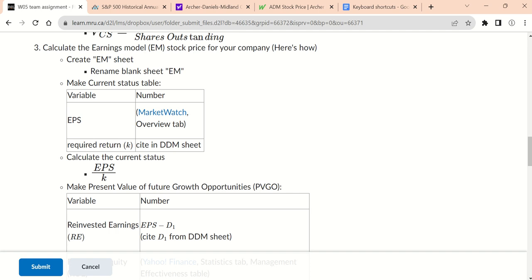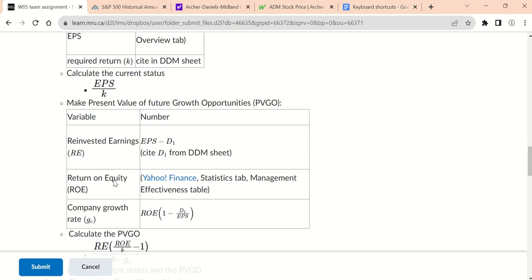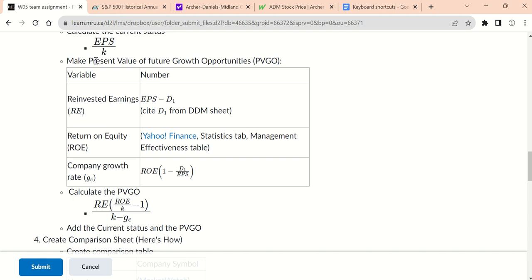On to step 3, the earnings model. The earnings model is broken up into two parts: the current status of the company, which is the earnings per share divided by the required return, and then the present value of future growth, so PV growth opportunities, PVGO.